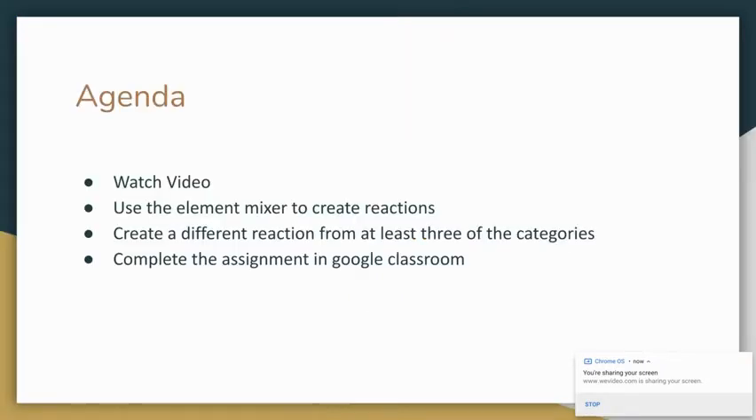So here's what we're going to be doing today. You're going to be watching the video. Great job. You're going to use this element mixer to create different reactions. Remember last week we talked about elements and how they're very specific types of atoms, materials made of just a single type of atom. Like oxygen is only made of oxygen atoms, hydrogen only made of hydrogen atoms, gold only made of gold atoms.